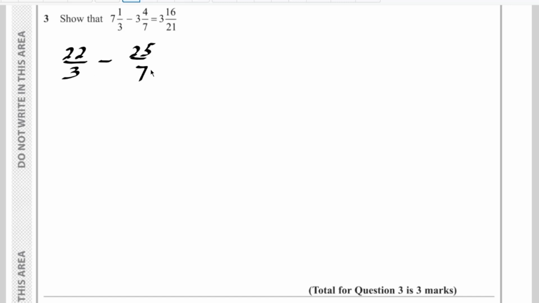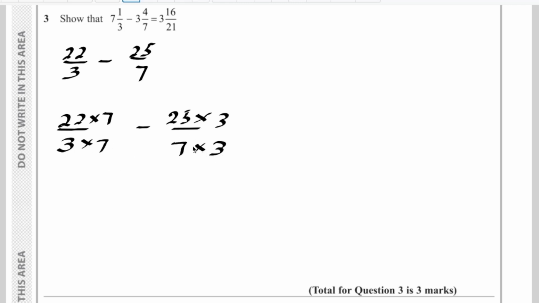Afterwards, I need to have a common denominator. To get the common denominator, I have to multiply this one by 7. Then to make it an equivalent fraction, I have to multiply the numerator by the same number. 25 into 3, then this one 7 into 3. Can you see now? For the denominator, we are getting the same denominator.